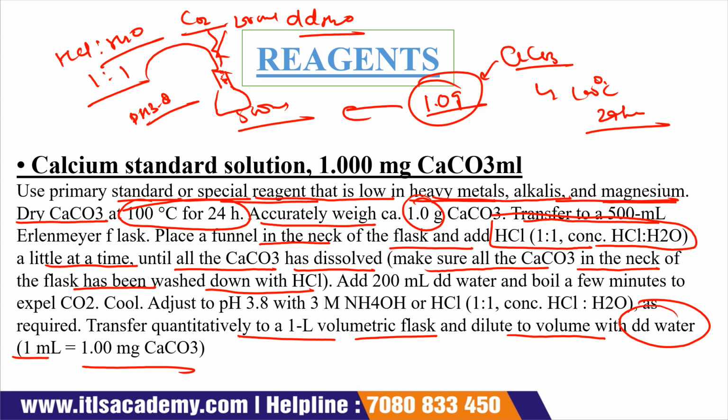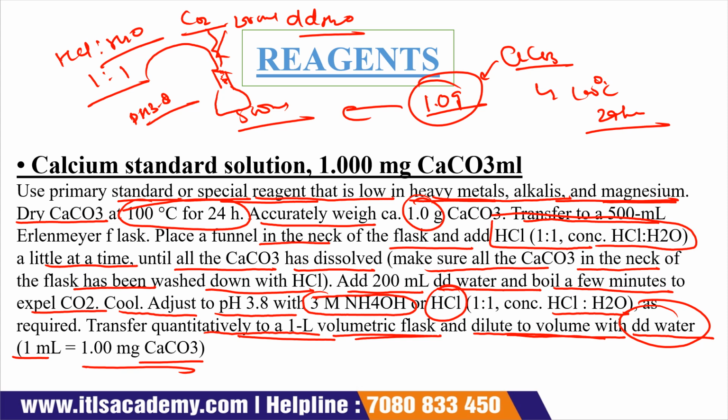Now you have to add 200 ml of deionized distilled water and boil for a few minutes so that CO2 will be expelled. Now we have to cool down and adjust its pH to 3.8 with 3 molar ammonium hydroxide or HCl 1:1 concentration, HCl to H2O, as required. Now transfer it quantitatively to a 1 liter volumetric flask and dilute to volume with deionized distilled water. 1 ml is equal to 1 milligram of calcium carbonate.